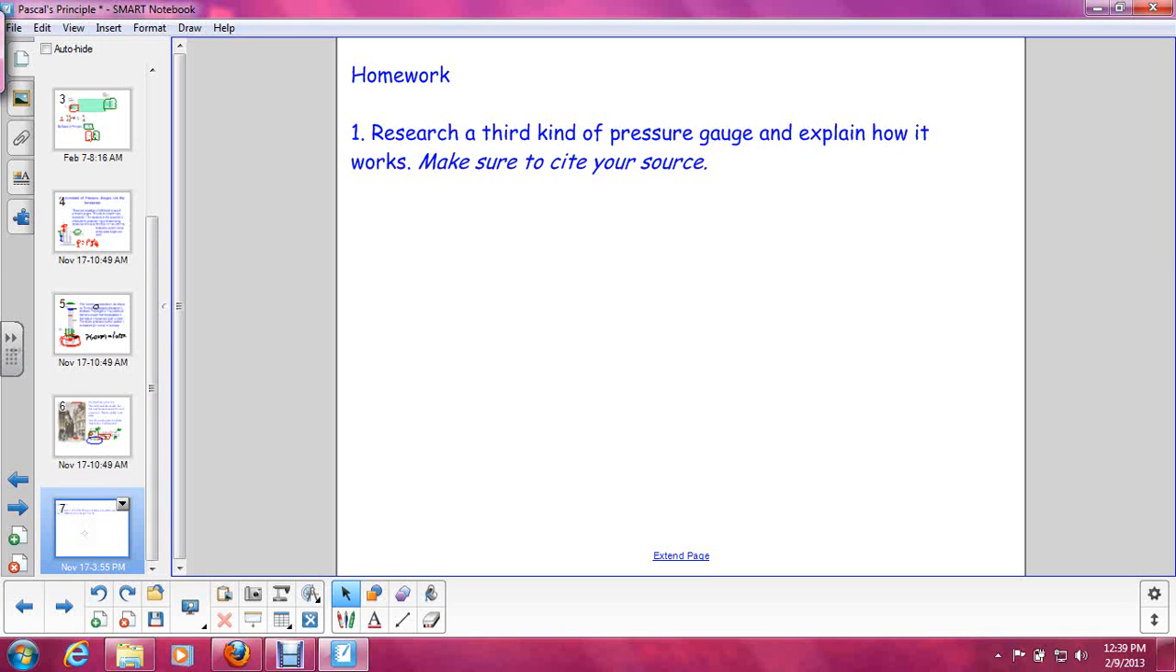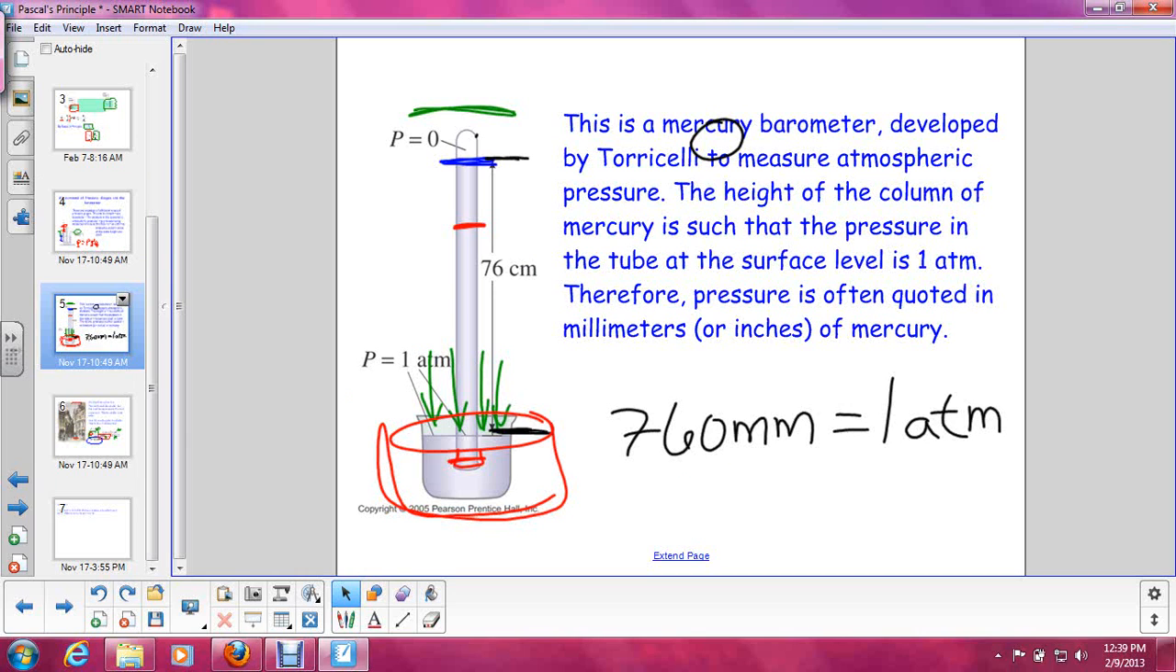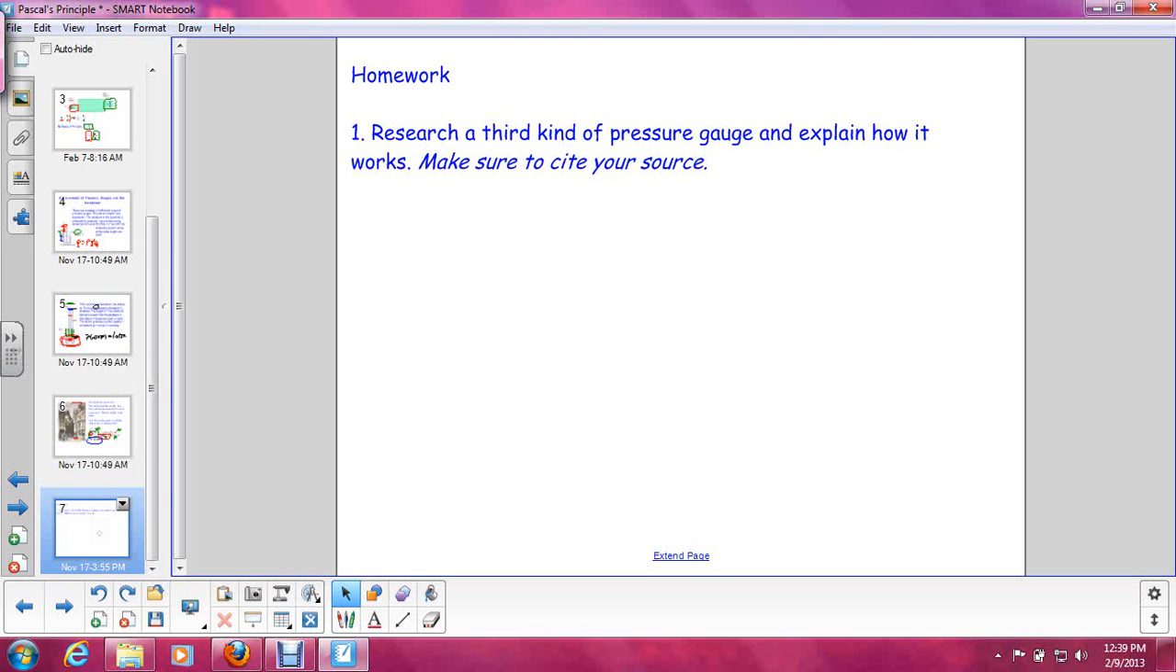So your homework assignment for tonight is to research a third kind of pressure gauge. We talked about the open tube manometer, and we talked about a mercury barometer. Your job is to research a third kind of pressure gauge and explain how it works. Talk about pressure, density, and height. And please make sure to cite your source.